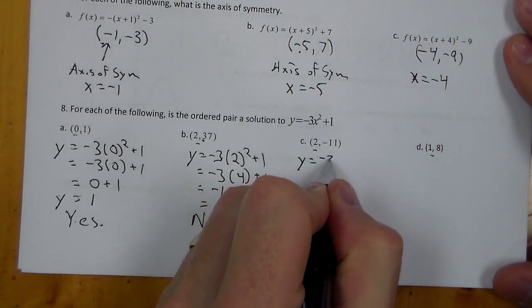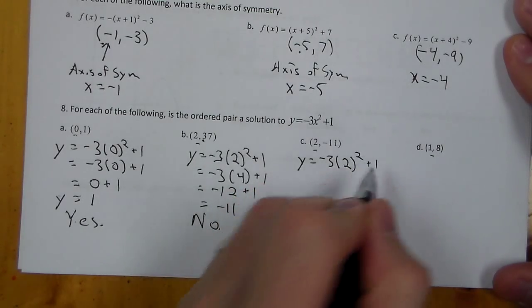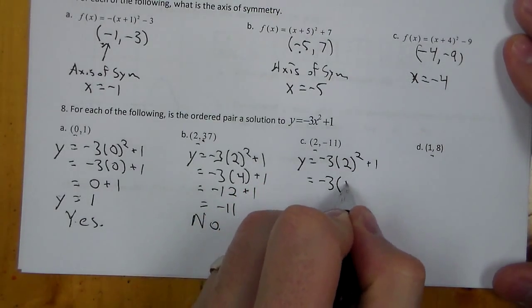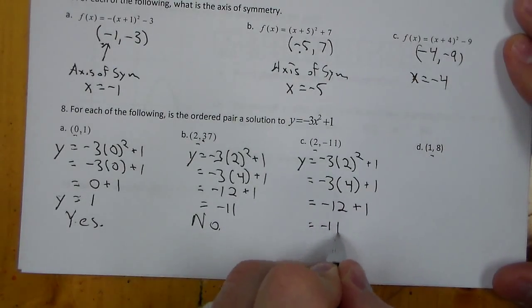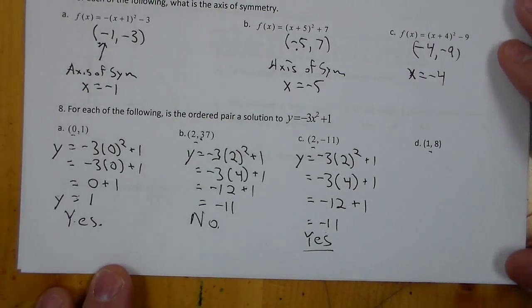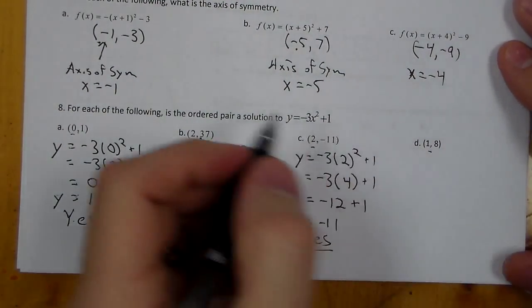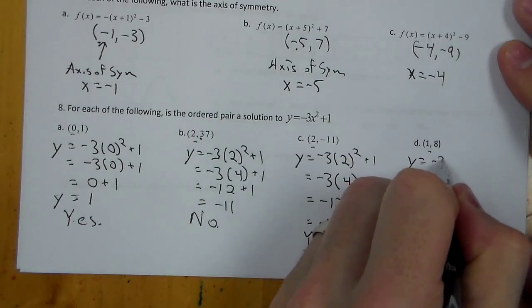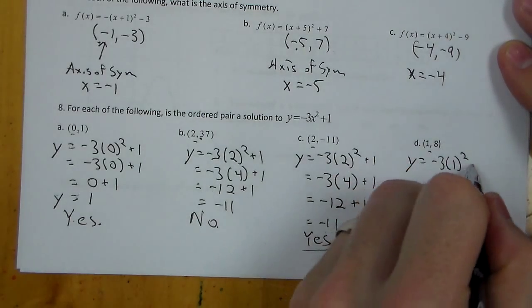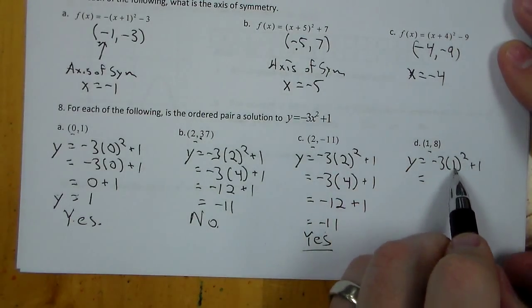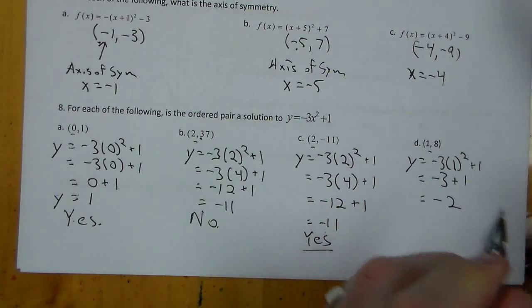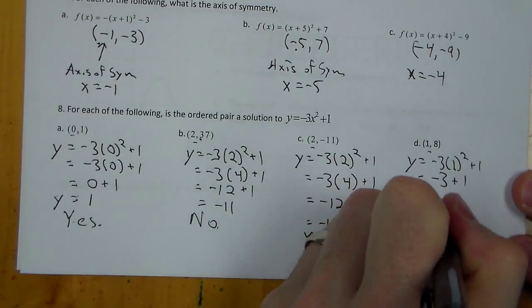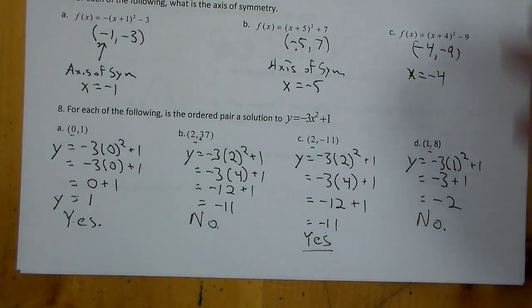Next one, we go -3 times 2 squared plus 1. This is just like the previous. We got 4, which is -12, and -11. -11 matches, so that is a yes. Last one, plug in a 1. We get -3 times 1 squared plus 1. This is going to be 1 times -3, and we get -2. So the answer is no. That is not a solution because we did not get 8.